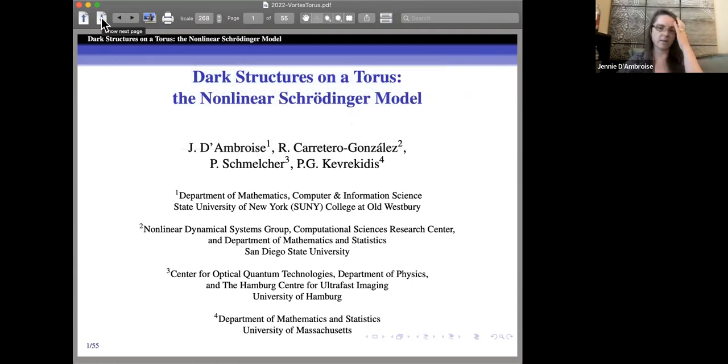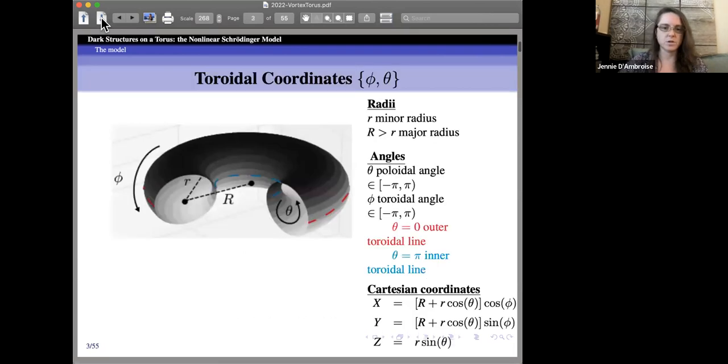First, let me start with the model and just the coordinates and the setup. We'll be looking at the torus here, and you'll see me switch back and forth for different coordinates, but for the moment, theta represents the poloidal coordinate going around the circular tube of the torus, and phi represents the toroidal going around the length of the torus. And take notice that theta equals 0 corresponds to the outer circle of the donut, and theta equals pi corresponds to the inner.